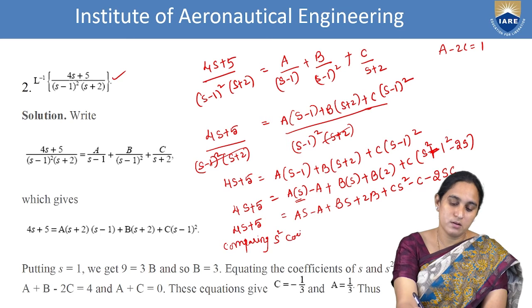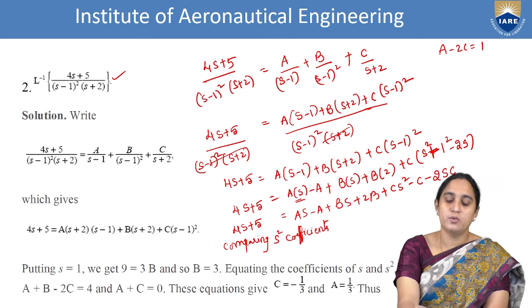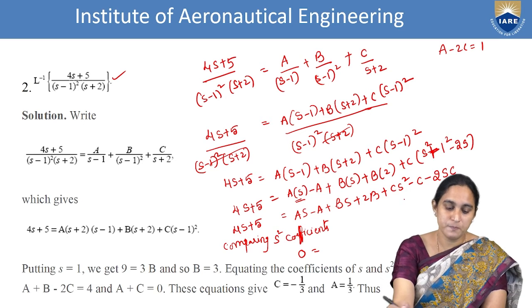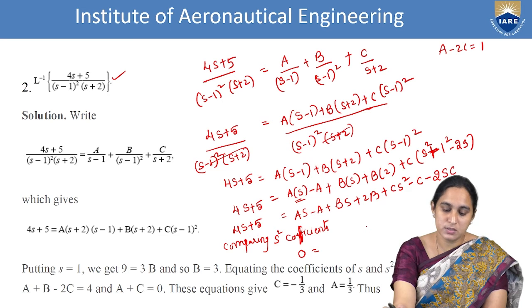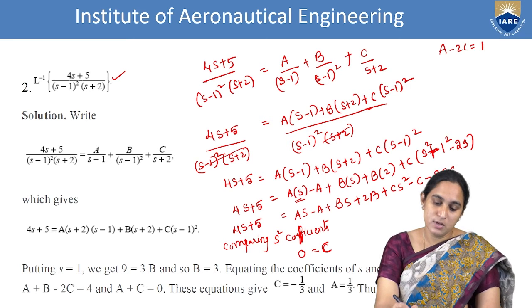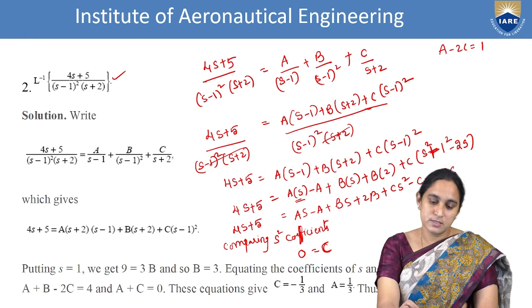Comparing S square coefficients. Once you observe the LHS, is there any coefficient of S square? No, that is 0. From here, what are the S square coefficients? Only C. Comparing the coefficient of S square, here A into S minus 1 into S plus 2 plus B into S plus 2 plus C into S minus 1 whole square.